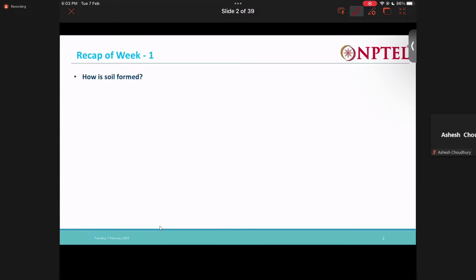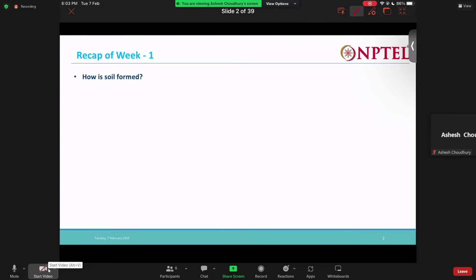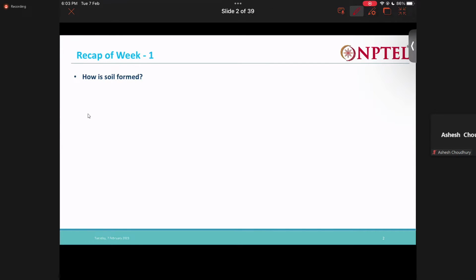So the first thing that was taught during this week, the first week, was how soils are formed. As we all know, soils are formed from rocks. But there is a condition: rocks are also formed from soil, such as in the case of sedimentary rocks, where soil deposits get deposited in layers, and we get sedimentary rocks.